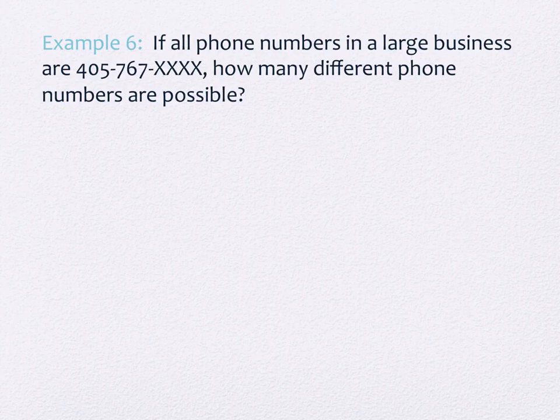If all the phone numbers in a large business start out 405767, and it has 4 more digits at the end, right? So they issue out cell phones. Everybody has the same first 6 numbers, right? The last 4 are different. How many different phone numbers are possible? A lot is a good answer. Not a precise answer, but it's a good one. How can we figure it out?